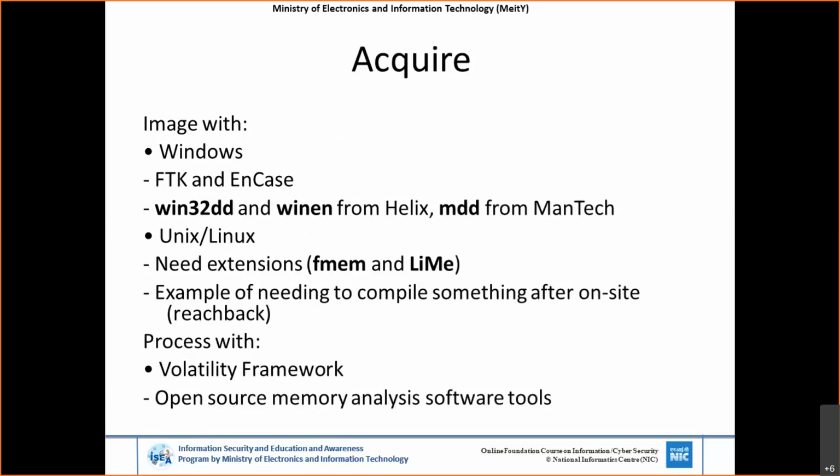How do you acquire the image? There are multiple tools to acquire the image. For gathering processes, you can use the Volatility framework. If you have FireWire also, it is easy to gather RAM details.